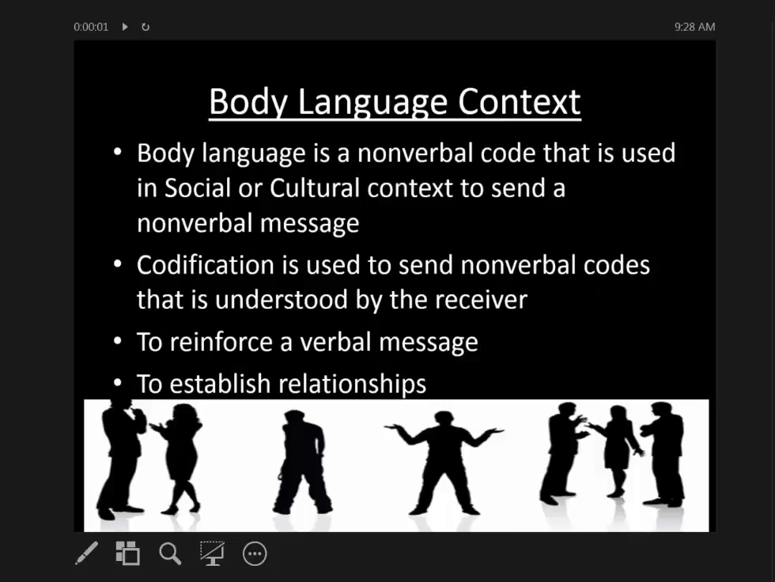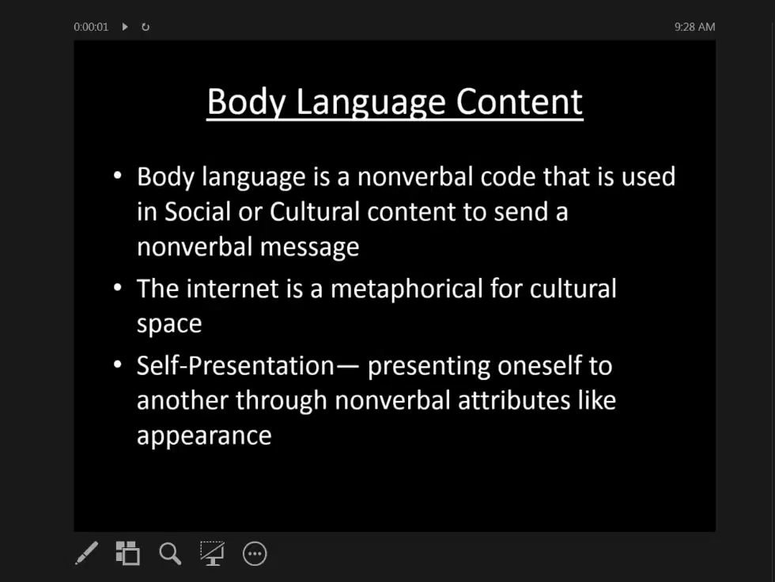Body language context. Body language is a nonverbal code that is used in social or cultural context to send a nonverbal message. Codification is used to send nonverbal codes that are understood by the receiver, to reinforce a verbal message and to establish relationships. Body language is a nonverbal code that is used in social and cultural context to send a nonverbal message. The internet is a metaphor for cultural space, self-presentation, presenting oneself to another through nonverbal attributes like appearance.